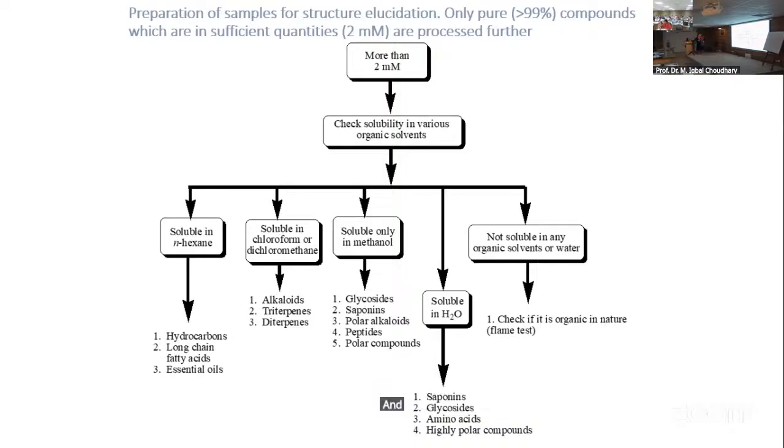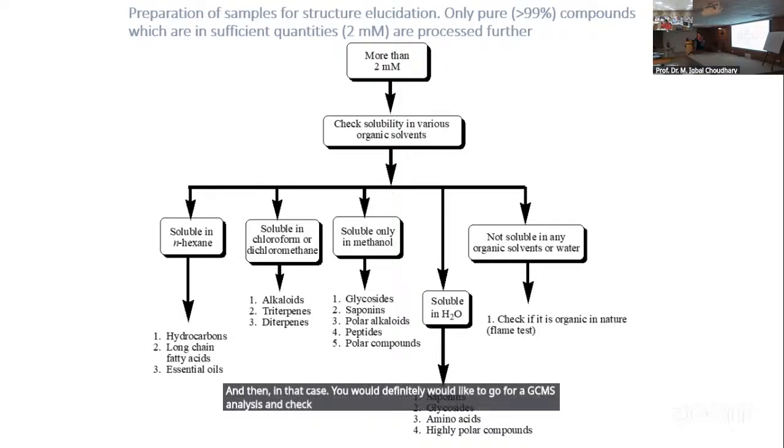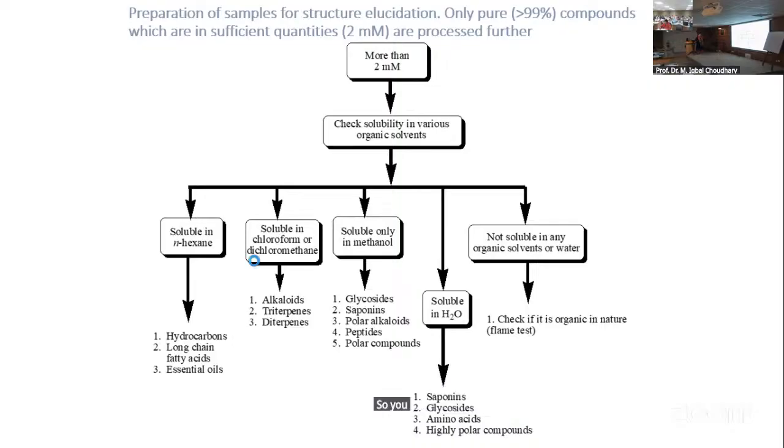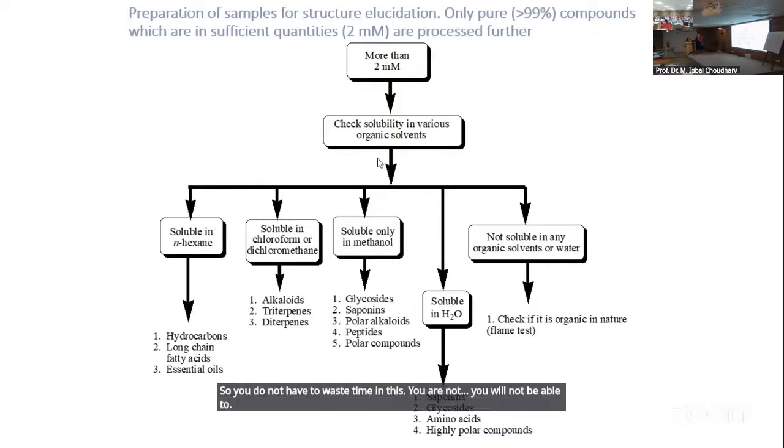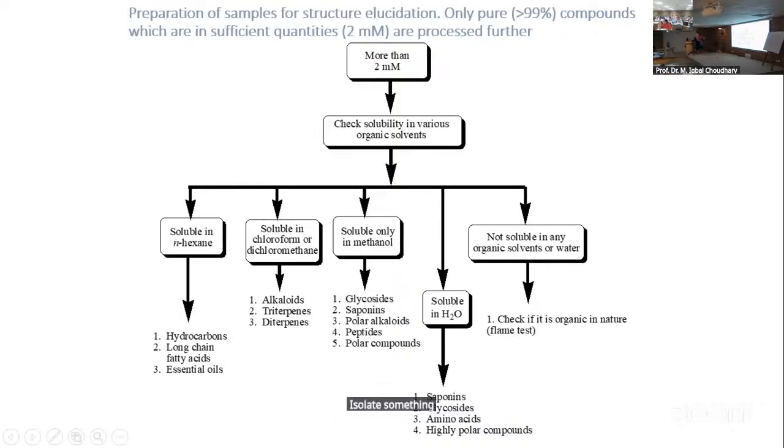And then in that case, you would definitely like to go for a GCMS analysis and check with the library. Almost everything has been reported, so you do not have to waste time in this. You will not be able to isolate something fancy, fantastic, new except by very, very rare chance.